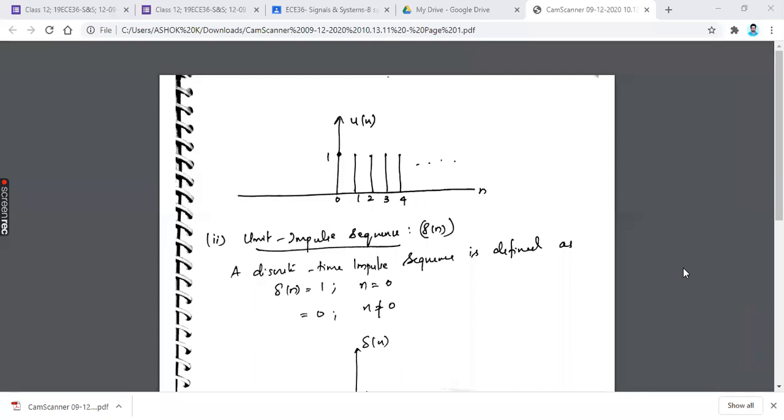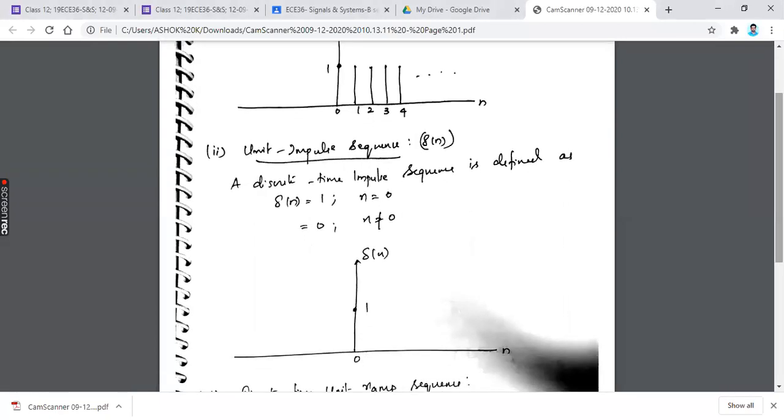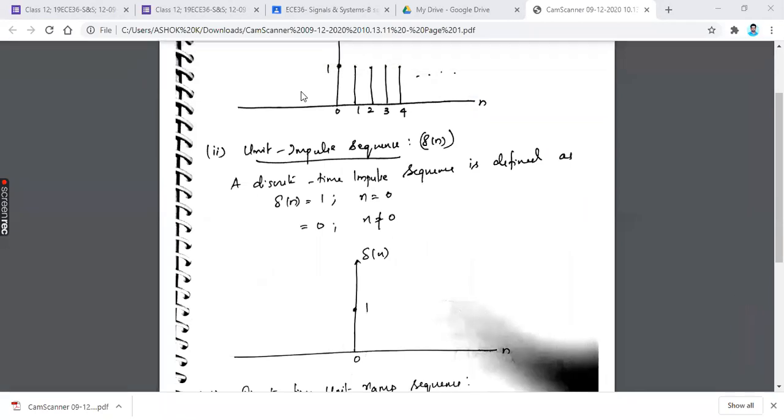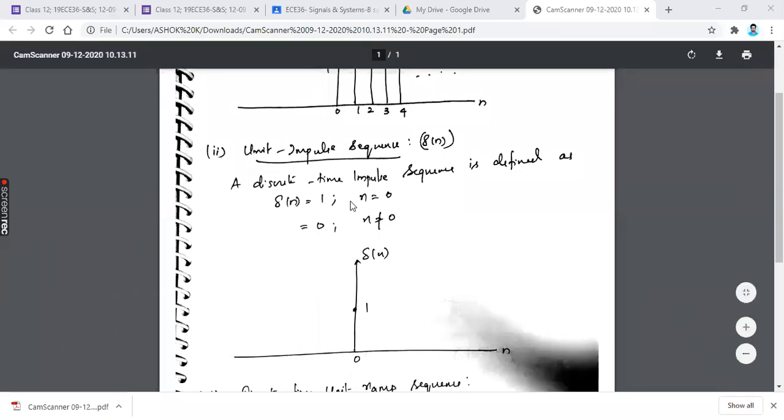Now, coming to the second one, the unit impulse sequence. Draw this graph. Note it down. As I told you in the continuous time version, it is defined only for a peculiar instant of time. Here also, this delta function, delta of n, is defined only for n equal to 0. That is why it is known as impulse. Impulse is only defined at n equal to 0, just like delta of t. So there is no difference between delta of t and delta of n. It is defined only at the origin. For all other instances of time, its value is 0. So that is what is known as the impulse sequence.